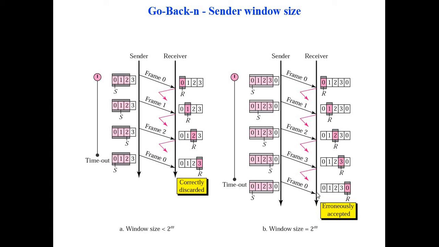Frame 0 is retransmitted but the receiver erroneously accepts that frame 0 as the next 0th frame. Which means these frames 0 to 3 were already received, but duplication happens here. So the frames 0 to 3 again get accumulated in the receiver, which is not required. So it is always recommended in Go Back N ARQ to have a window size of less than 2 power m.